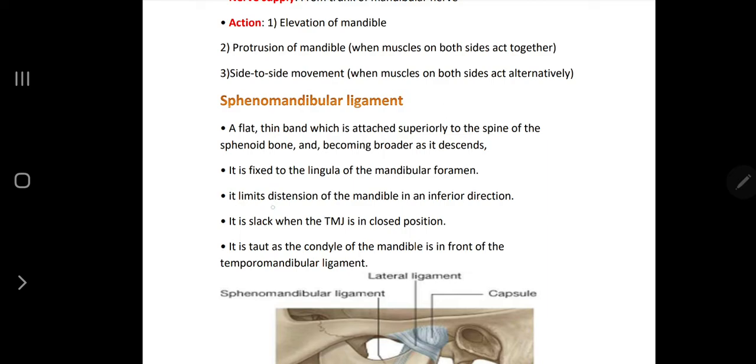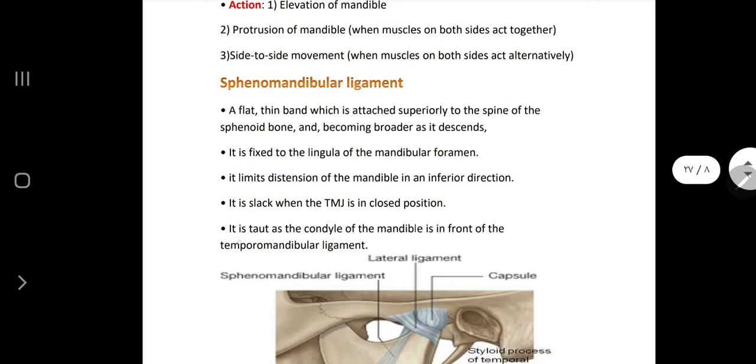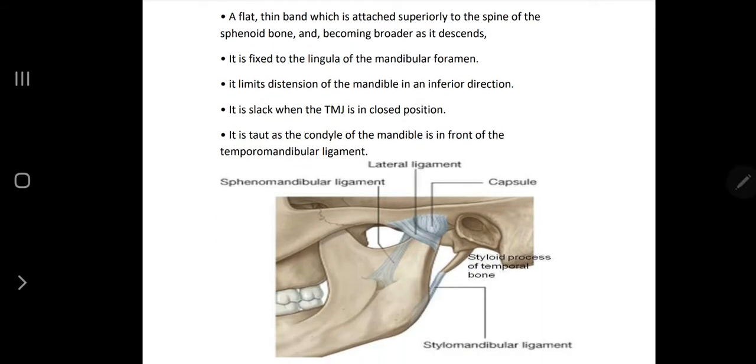It limits the translation of the mandible in the inferior direction. It's slack when the temporomandibular joint is in closed position. It's tight when the condyle of the mandible moves in front of the temporomandibular ligament. هاي هي شكلها.